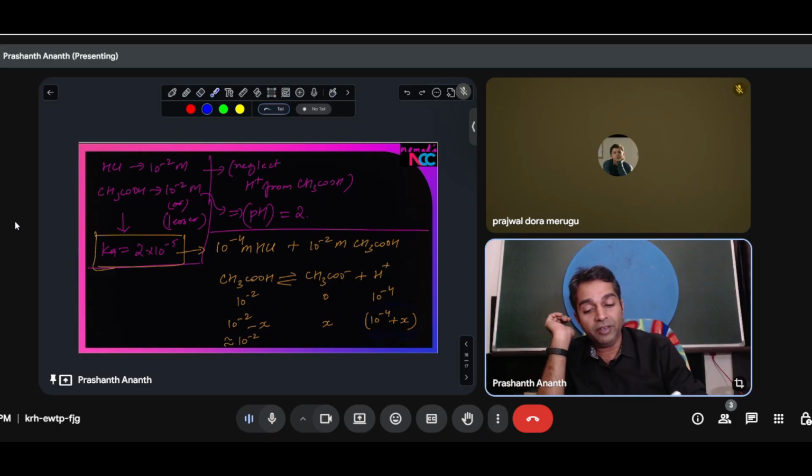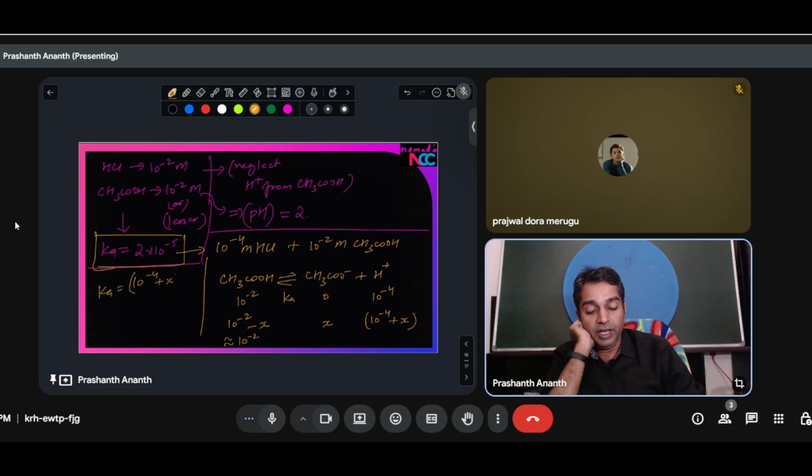So what will I be having here as equilibrium constant? Ka here as usual. So what will I get the equation as? Ka works out as 10 power minus 4 plus X into X divided by 10 power minus 2. When you sit and solve this over here, you will be getting a value of X.